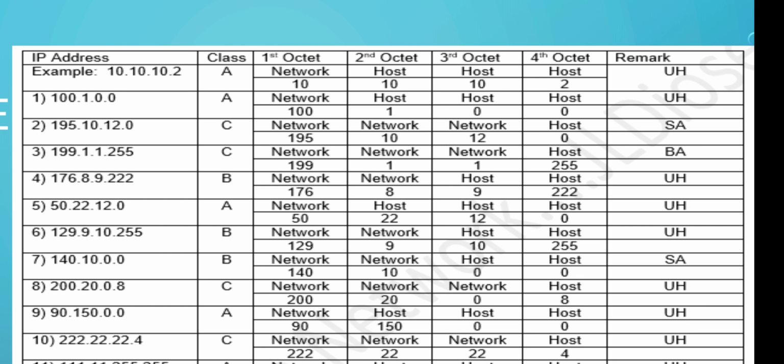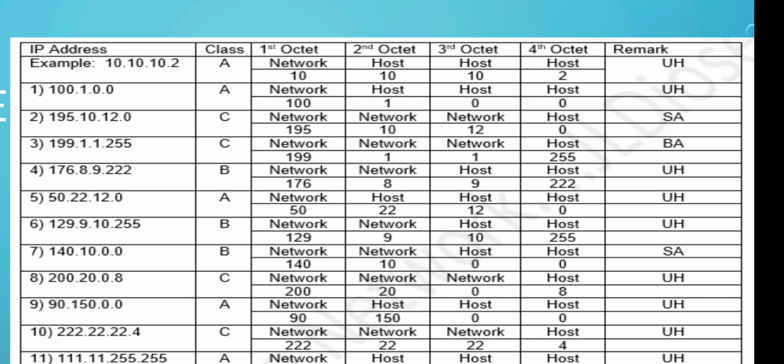Next, number 3. We have 199.1.1.255. That is a class C. So what is the network part? First octet, second octet, and third octet. So the host part is only the fourth octet. The fourth octet has 255.